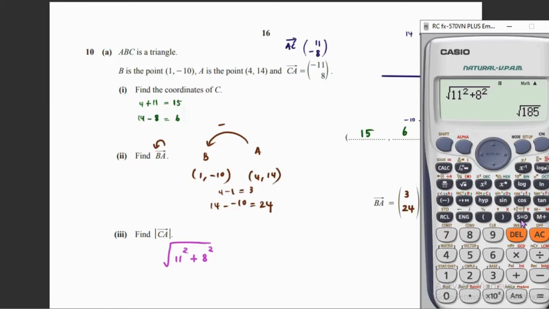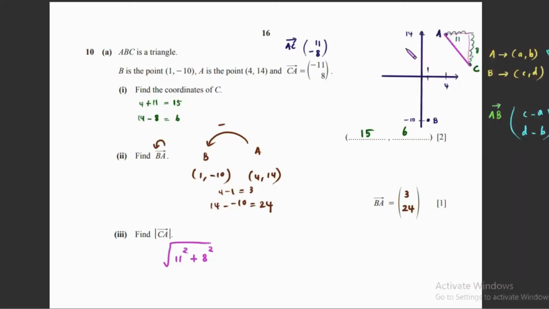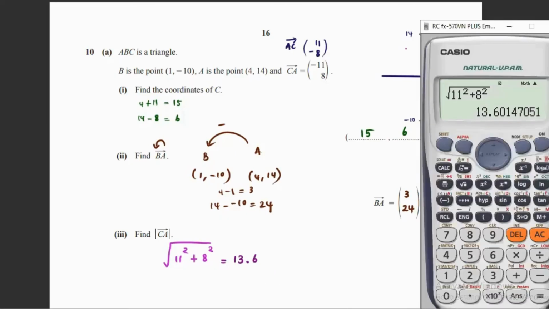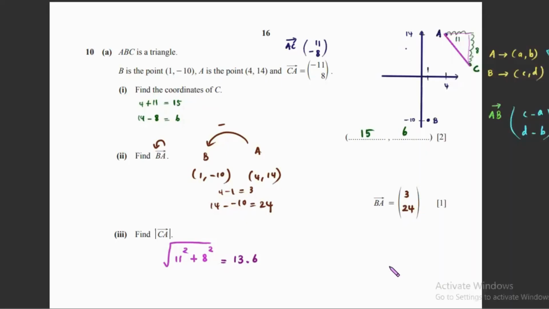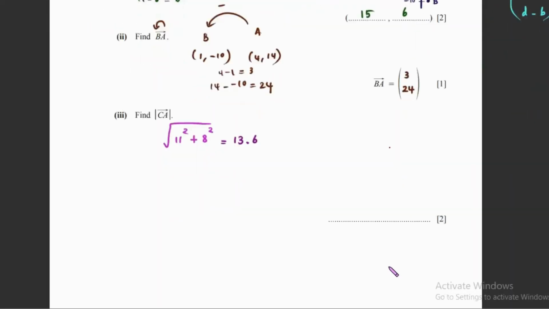That is the exact answer. But in the form of a decimal, it's going to be 13.6. Correct to 2 decimal places or even 1 decimal place, it's the same thing. So 13.6 correct to 1 decimal place. If we write it correct to 2 decimal places, we will add another 0 to it, because after the 6, we have a 0 in the answer. So then with that, we are done working out this part of the question.